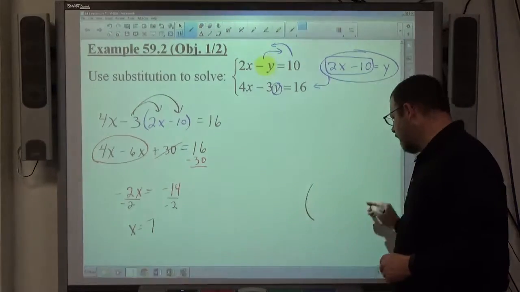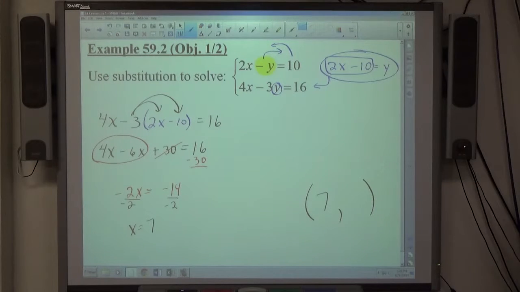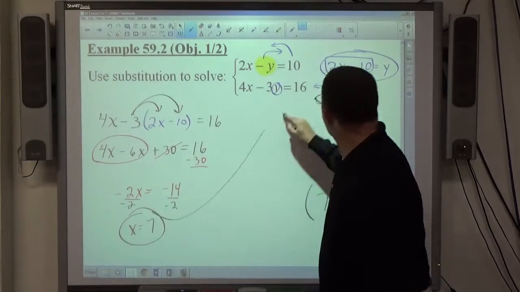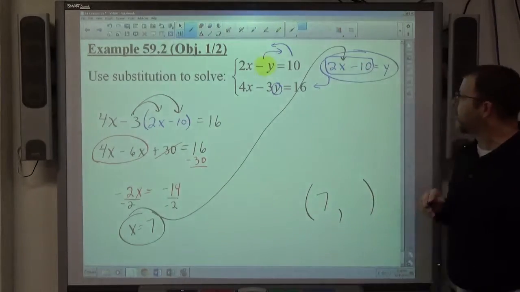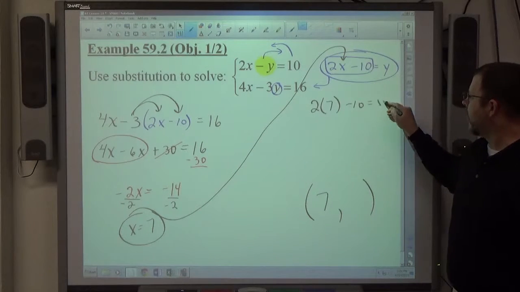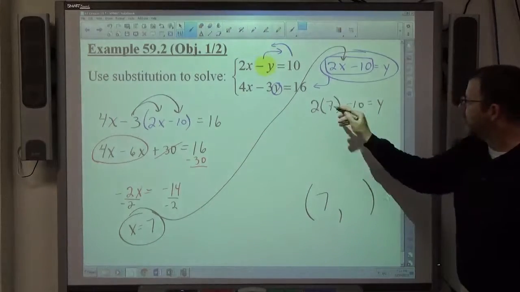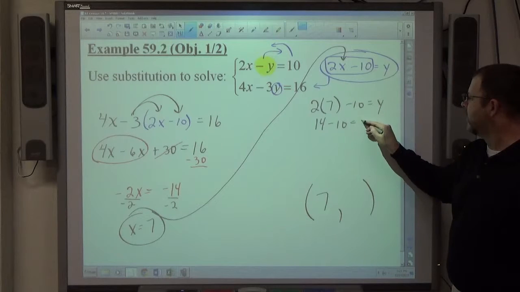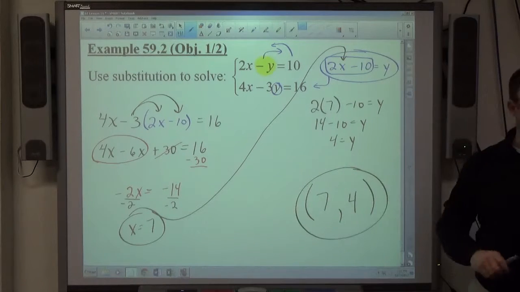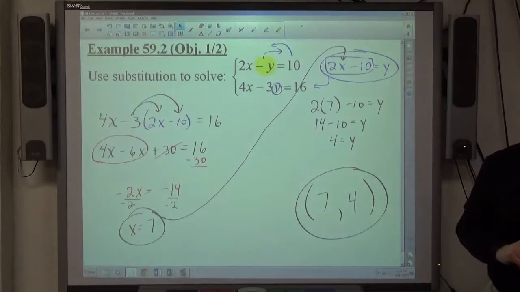And again, write my answers in ordered pair. X first, y second, so 7 goes in the front. Wants to know what x equals? Again, I take this information here and put it right there, and I'm going to figure out what y equals. So 2x minus 10 equals y. Again, 2x, changing x to 7 because that's what x equals. 2 times 7 is 14 minus 10. 14 minus 10 is 4, so y is equal to 4. Just like that, we have an ordered pair, x, y, that represents the point of intersection of the two lines created by those two equations.